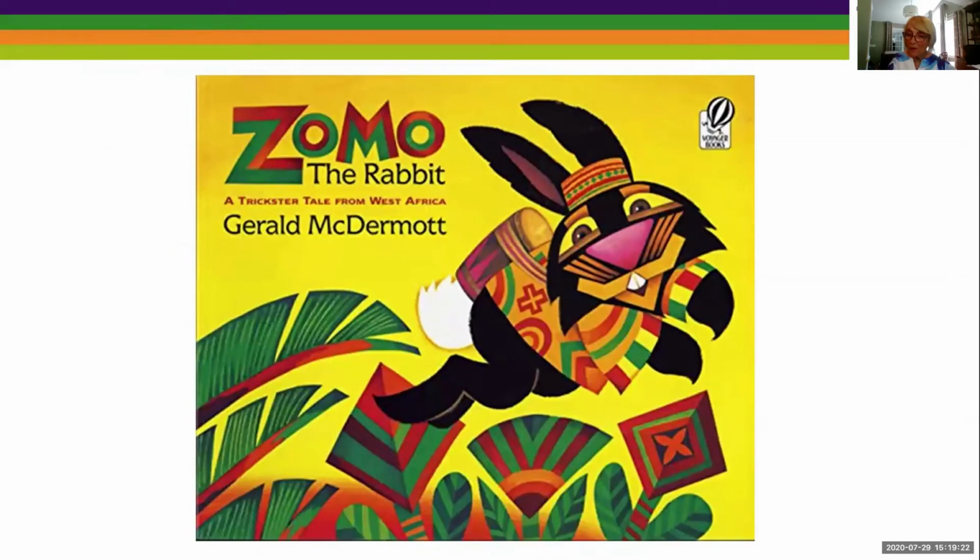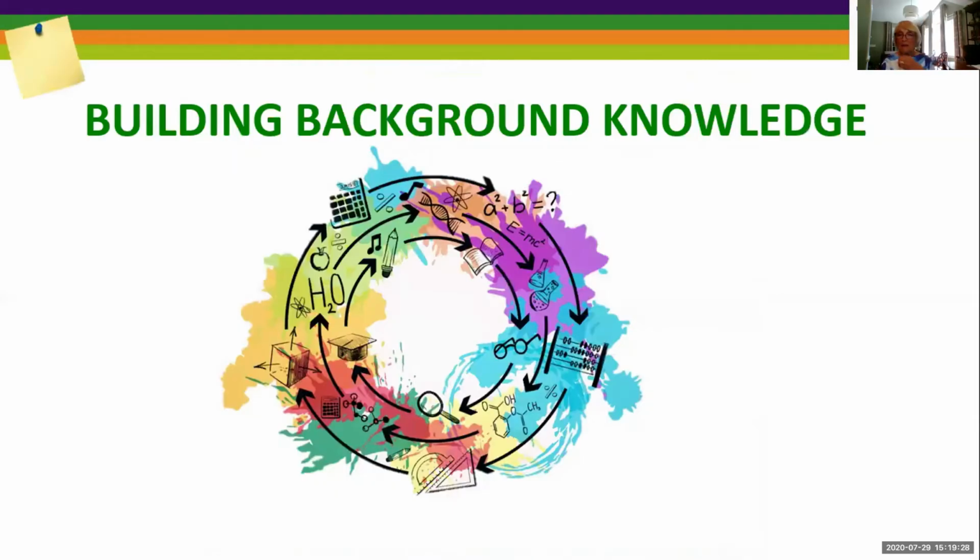And so the story that we're going to elaborate upon is Zomo the Rabbit by Gerald McDermott. And Linda, you had wanted to talk about, before we read the text, some background knowledge. That's right. One of the things that's so important to do before you do anything is always to build some background knowledge. Even in that Visible Learning book by Hattie, he talks about that.